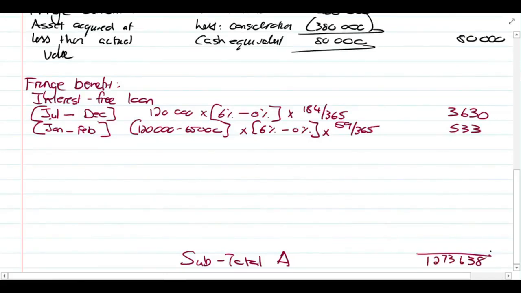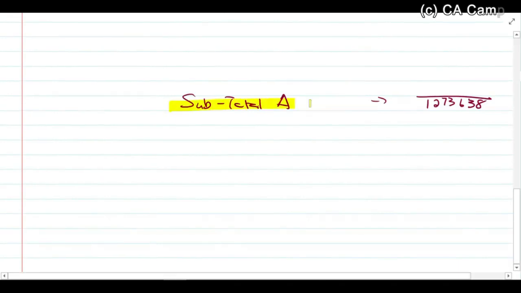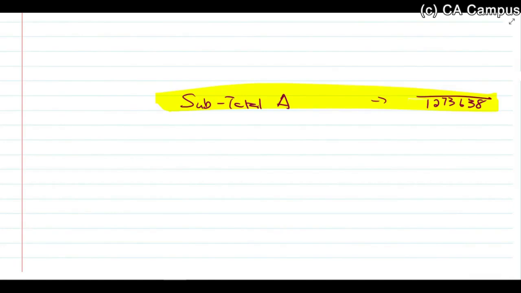So if, for example, you miscalculated something here and you typed 1274000, that's fine. Only add it up once. You're not going to get a mark for the subtotal. Don't waste time adding up totals. That's not going to give you marks. That subtotal you're going to be using. We're going to use this subtotal A later on as part of our calculation for remuneration.